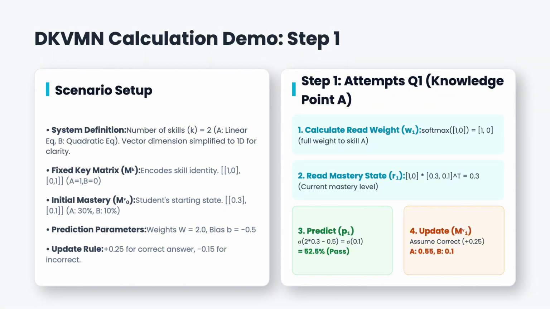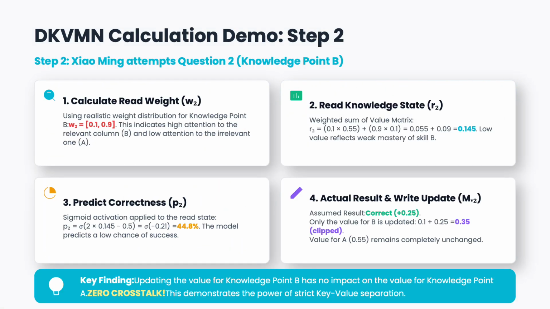See, this is a complete learning feedback cycle. Okay, let's continue with step 2. This time, the student attempts to answer question Q2, which tests knowledge point B. Similarly, the model will calculate the read weight, giving B a high weight this time. Then it reads the mastery level of B from the content page, which is still 0. The prediction result is naturally also a low accuracy rate. But this time, suppose the student gets it right.